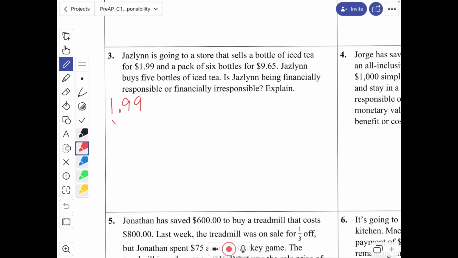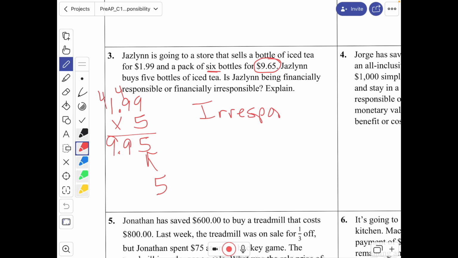Well, if she buys 5 at $1.99 each, that means 5 times $1.99, which is $9.95. And I know it's not a big difference, but she spent more money and she only got 5. If she'd spent less money, she could have gotten 6. So Jaslyn here is irresponsible.